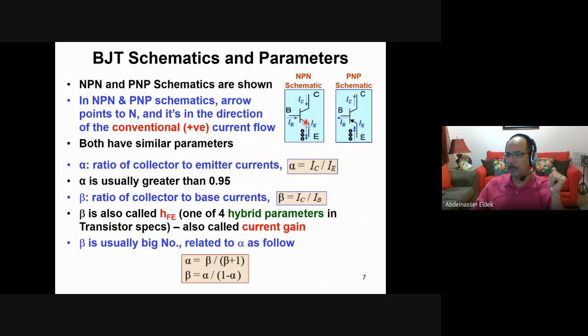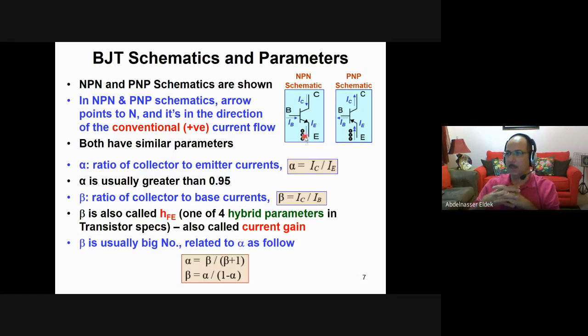The arrow in both of them always refers to the N type. So here is NPN, and the arrow is going to the N. Here is PNP, so the arrow is moving in this direction. This is how we differentiate between the two symbols. If the arrow is going in this direction, this is NPN. If it is going in this direction to the base, then it is PNP. But usually, as I said, we use this one.